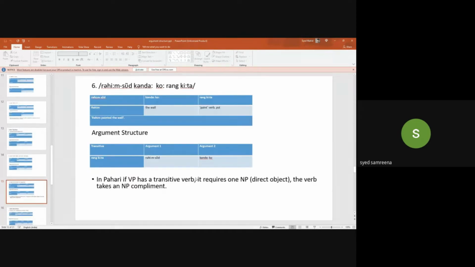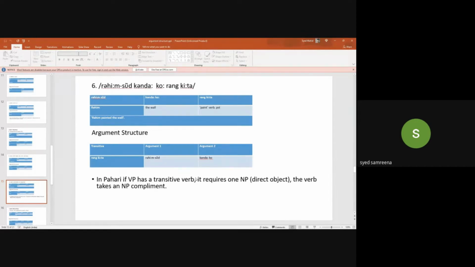Then is the third sentence. Rahim sun kande ko rang kita. Rahim painted the wall. Argument structure can be shown as the transitive verb rang kita takes two arguments. Rahim sun and kande ko. Rahim is the subject argument and kande ko the object argument.